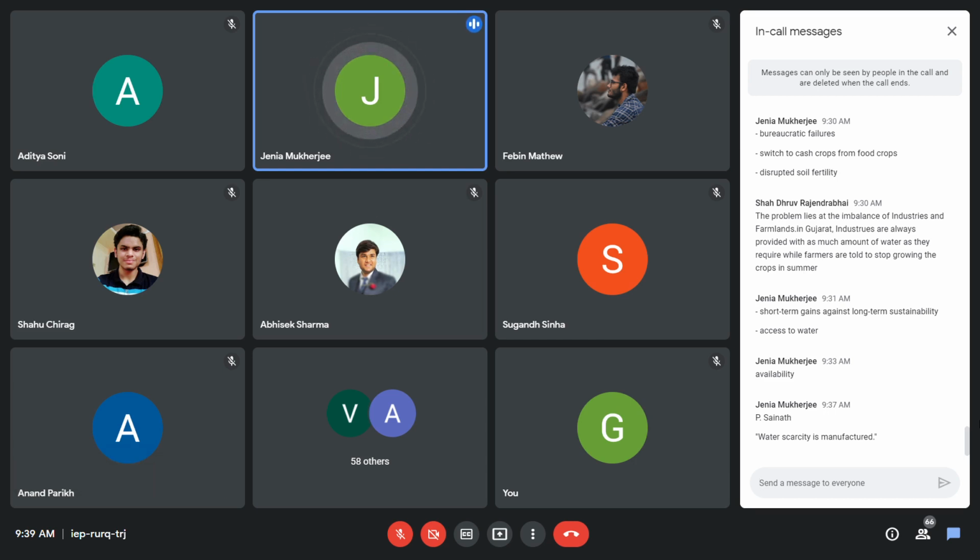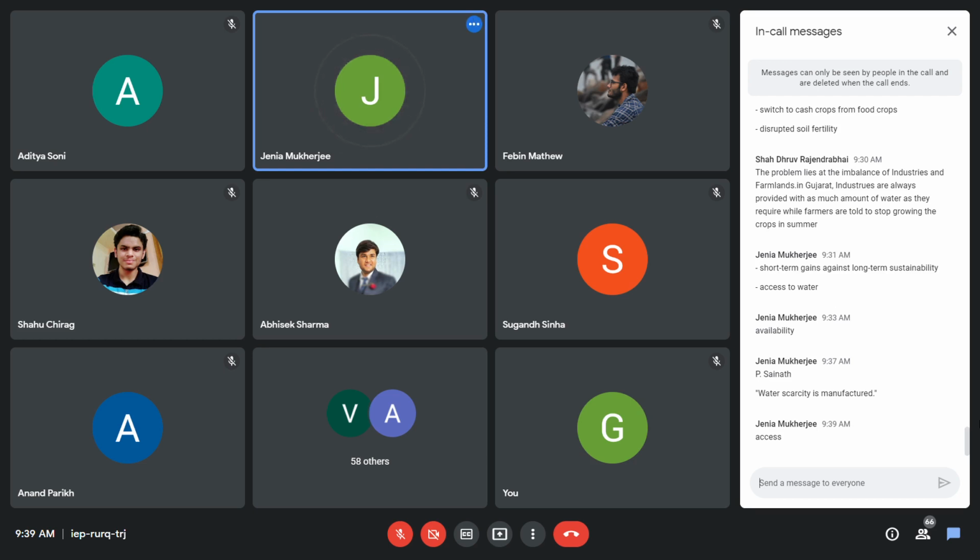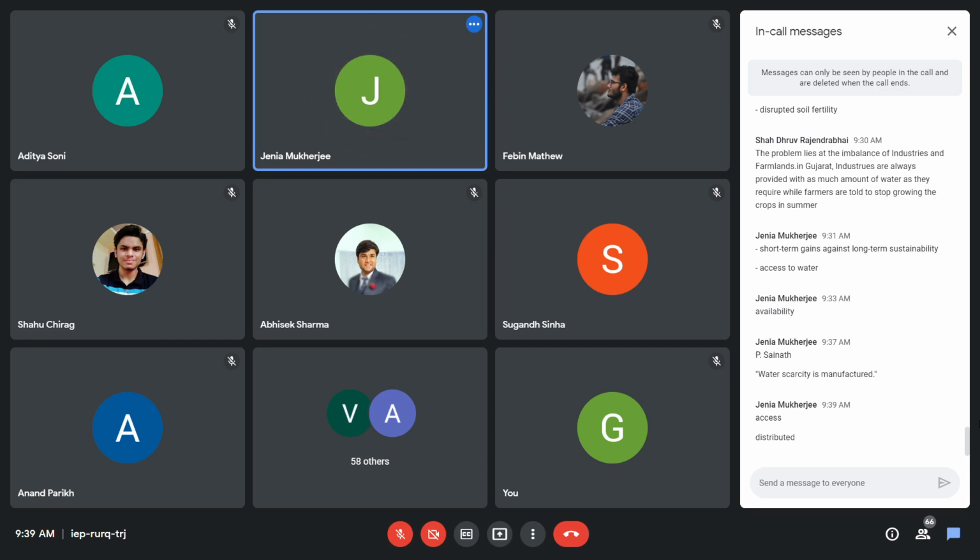So it is not only the question of availability. It is also the question of access. And when I say access, it is the question of how a resource is distributed. Who gets what? In terms of allocation, who decides who will get what? Is this distribution mechanism ethical? So there is a whole lot of maldistribution.